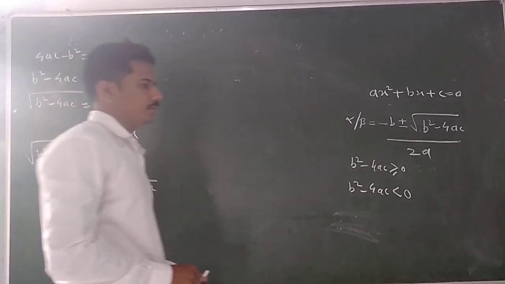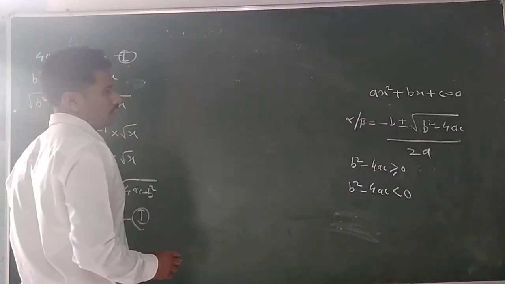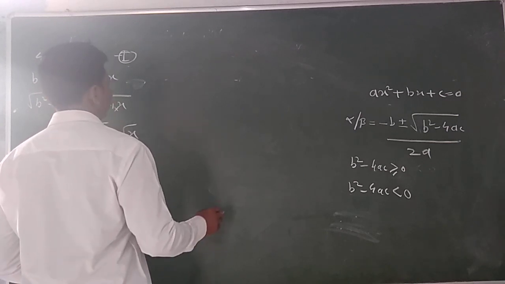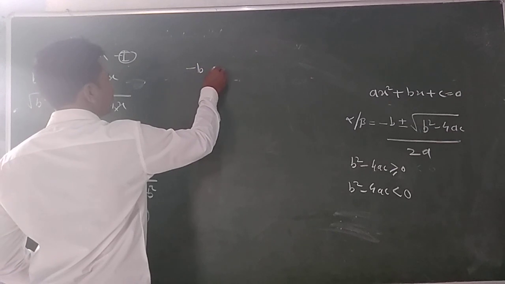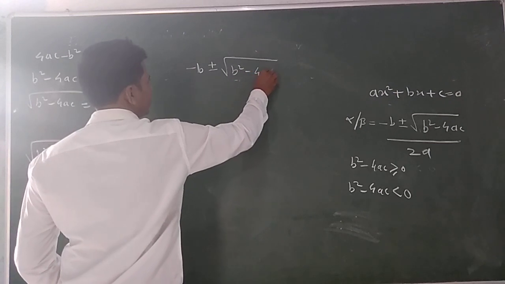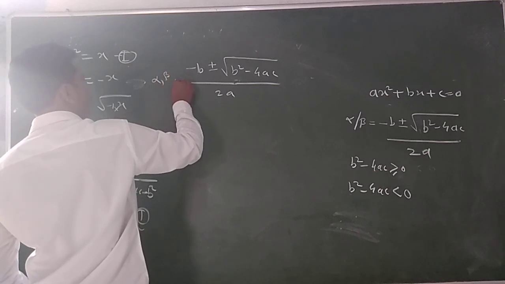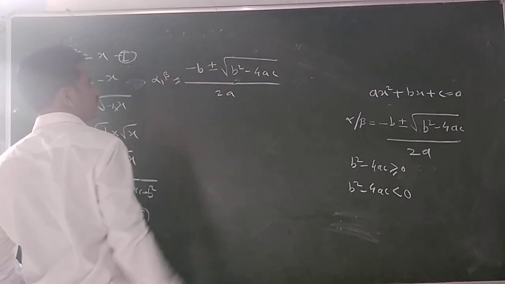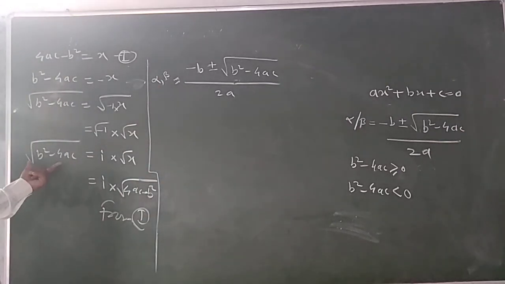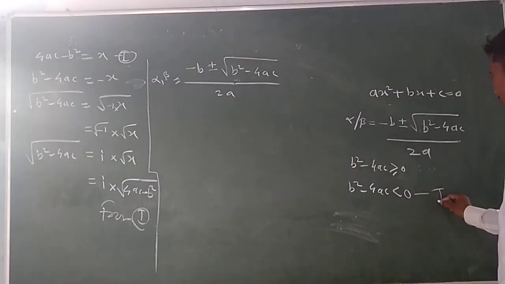So if you want to determine the roots of a quadratic equation, we have minus b plus minus under root b square minus 4ac divided by 2a. These are alpha and beta. For alpha we use the plus sign and for beta we use the minus sign. These are the roots of the quadratic equation.